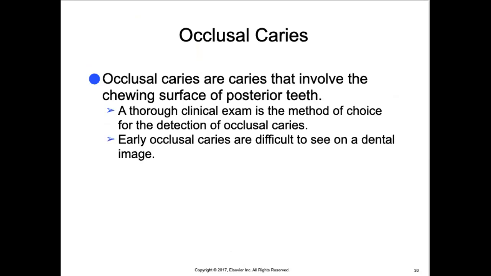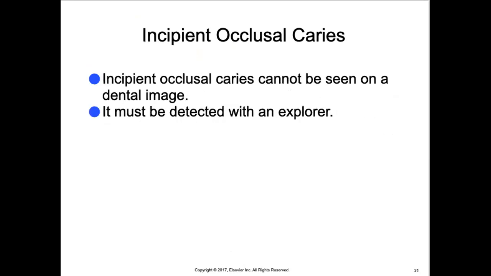So occlusal caries is an area in the tooth that involves a chewing surface of the posterior tooth. A thorough clinical exam is usually the method of choice for detection of occlusal caries, and this is because early occlusal caries is very difficult to see on a dental image. A thorough clinical examination with the mirror, explorer, and light is a method of choice for detection of occlusal caries. Incipient occlusal caries cannot be seen on the dental image, and it must be detected with an explorer.